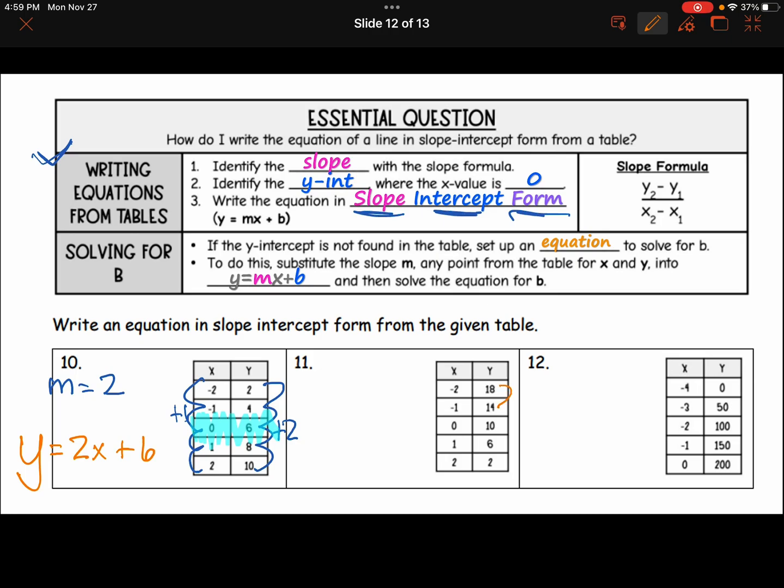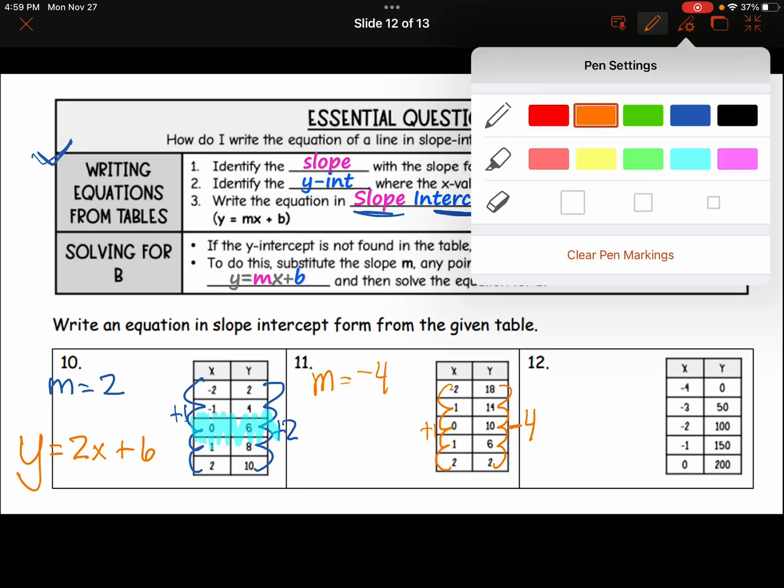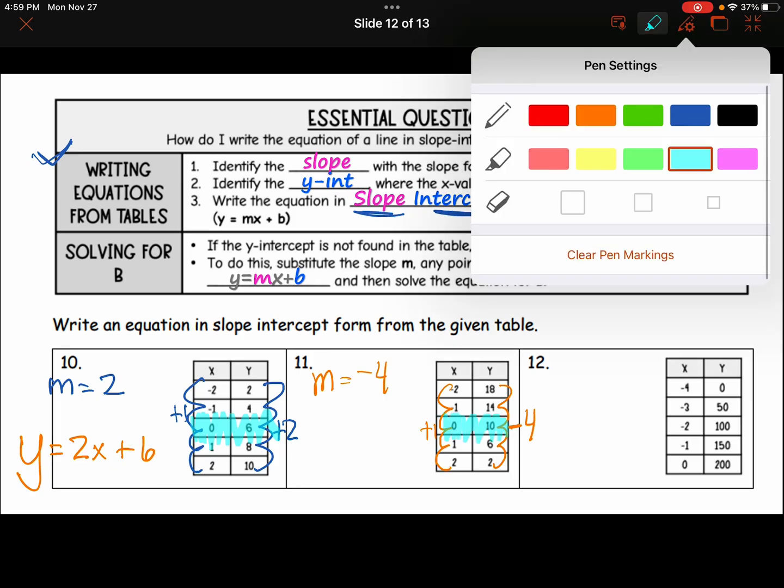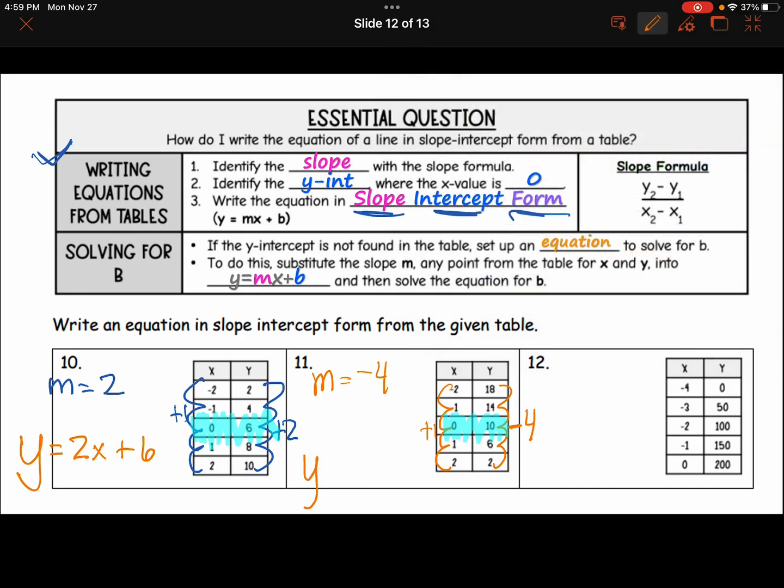I hope you took the time to follow that. I hope you realize here you're going down by 4 each time, up by 1 each time. So m equals -4. My y-intercept is 10. My equation would be y equals -4x plus 10.